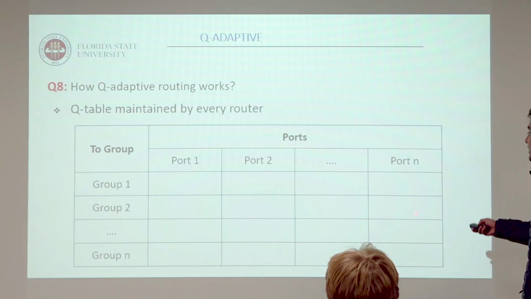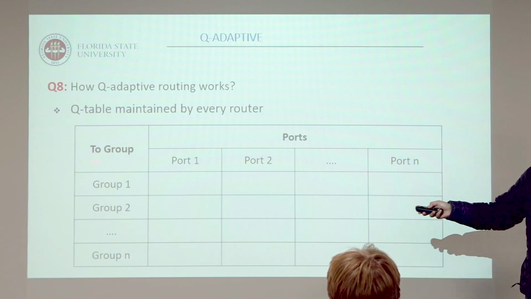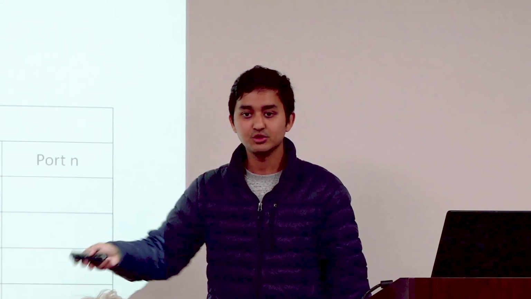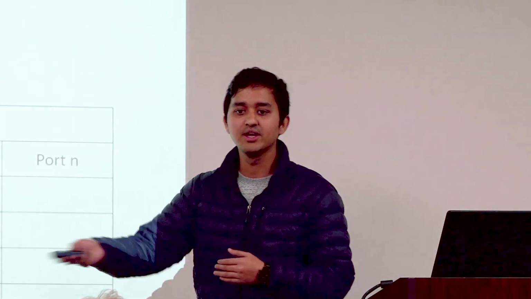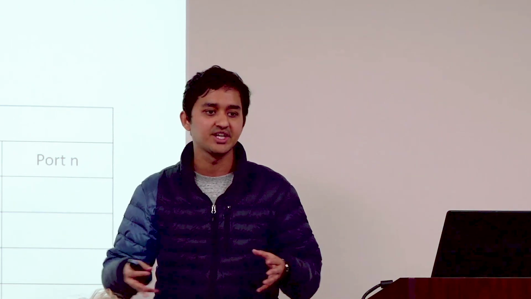So here we'll store the Q values. Q values are nothing but the estimated latency, that means estimated time. Suppose, if you send your packet through port 1, it may take this much time to reach group 1, the destination group. And after getting to the destination group, you can just minimally forward the packet, because in the destination group all the routers are connected to each other, so there is an all-to-all connection there.